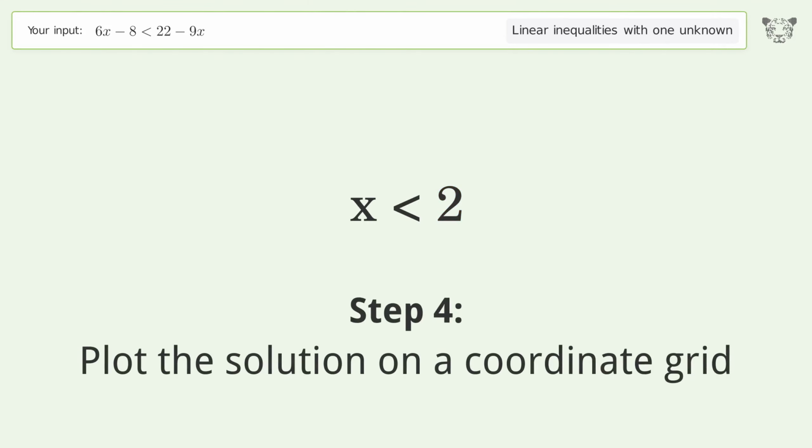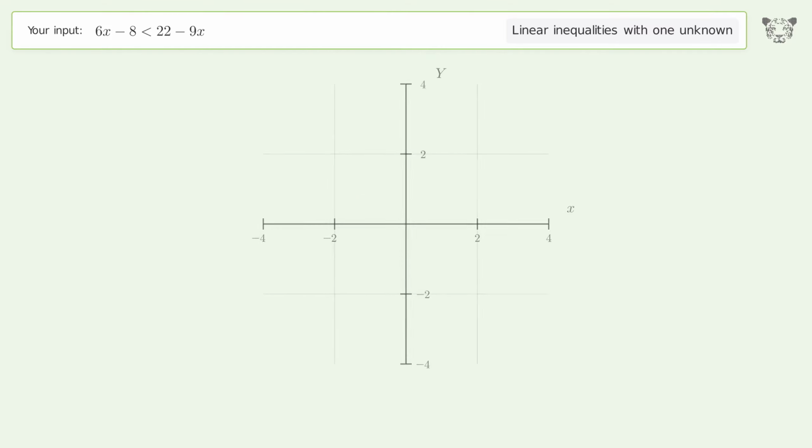Plot the solution on a coordinate grid. And so the final result is x smaller than 2.